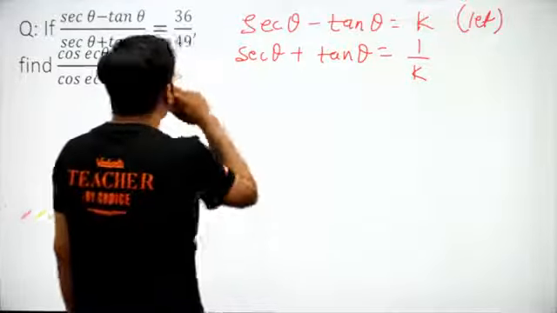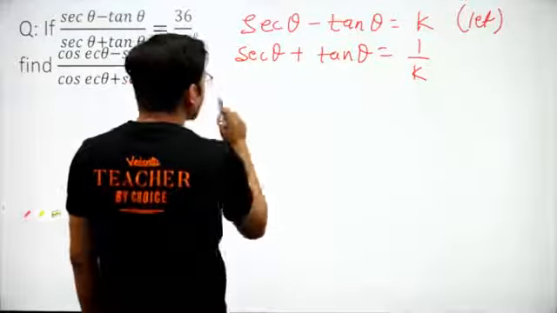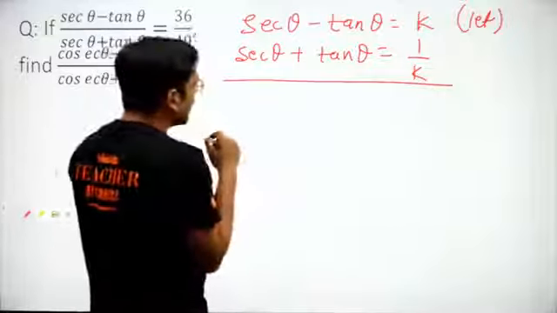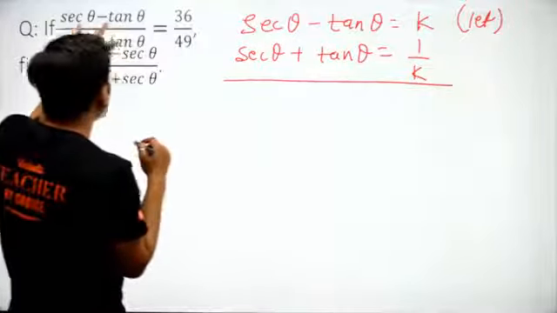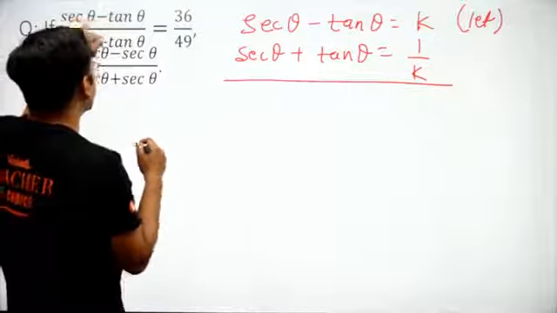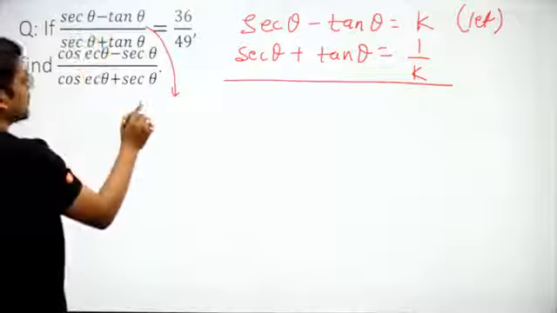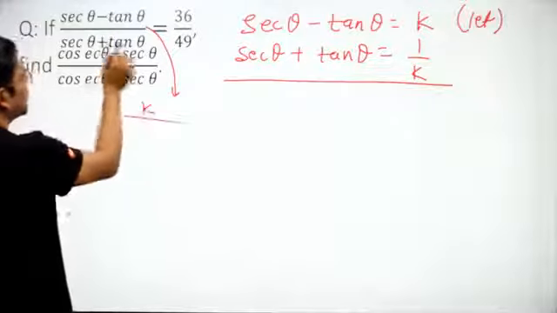Okay, so now say for example from here I can say this, that if I multiply this, divide this, see here I am writing it here, sec theta minus tan theta, it is k, divided by sec theta plus tan theta.